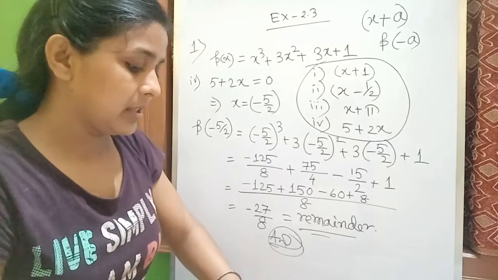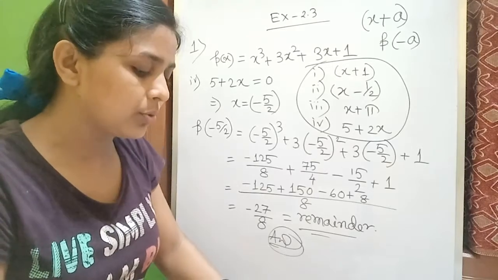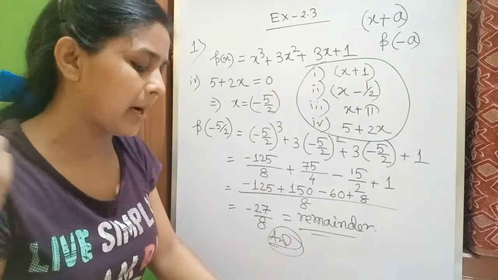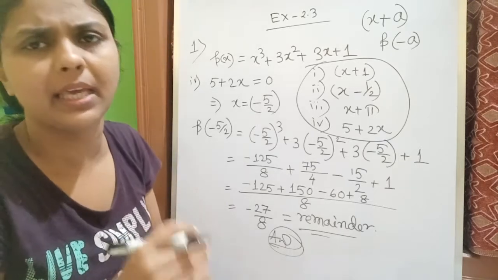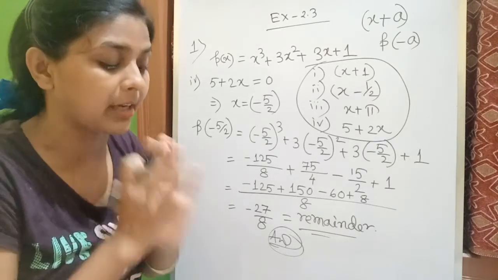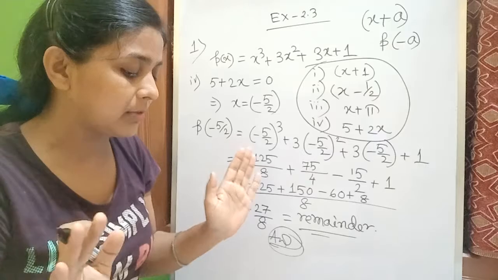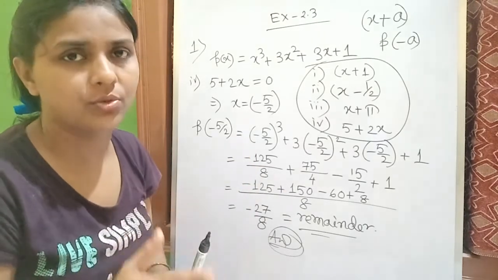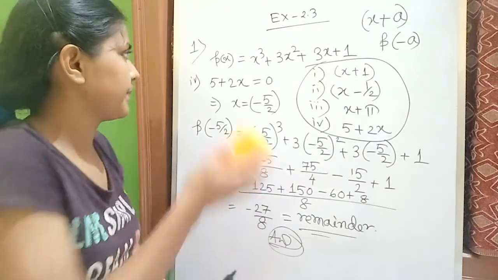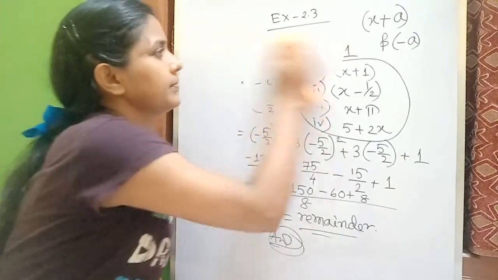Then next, coming to question number 2. Question number 2 is to find the remainder when a given polynomial is divided by x minus a. So just the normal calculation. I am doing question number 3, which is the last question of this exercise.